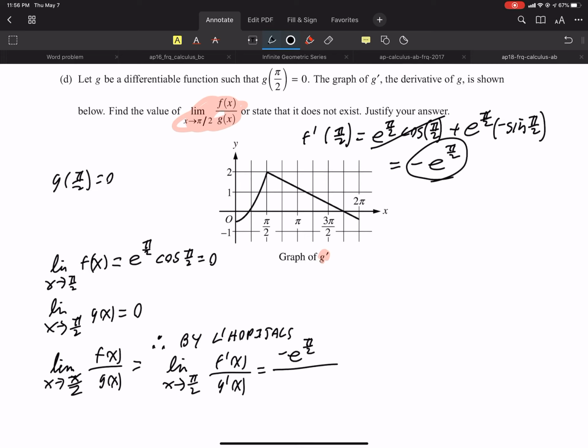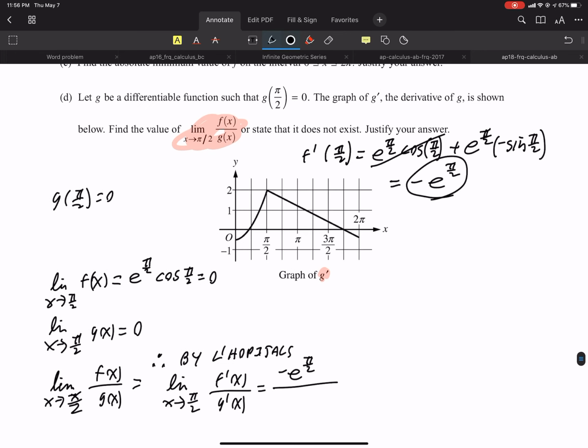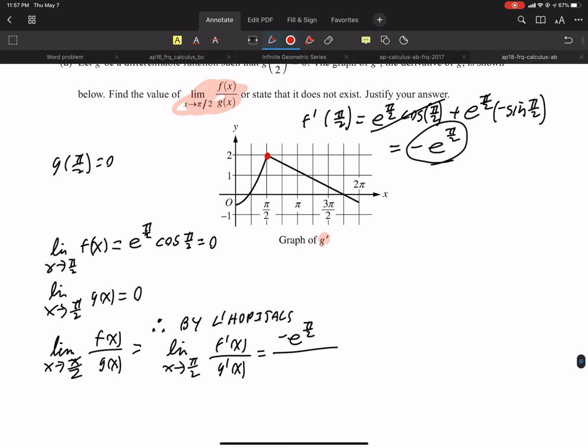And g prime at pi over 2, if you just look at our graph here, that's g prime pi over 2. That is 2. So I'm going to plug in a 2 down here. And that is the answer. We are done, finito. That's it.